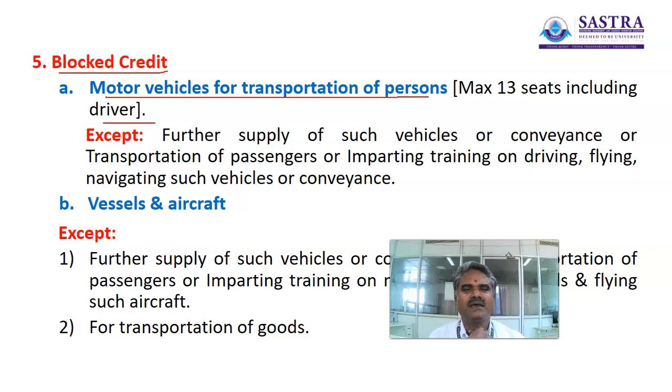Suppose you buy a car of below 13 seats, including driver. Whatever tax you pay for that car at the time of purchase will be adjusted, but it should be used for your business purpose. So it is based on the motor car, that is the size of the car, the seating capacity.